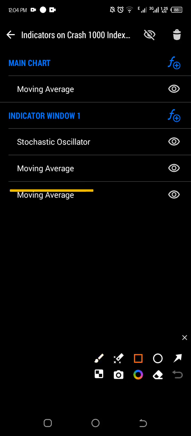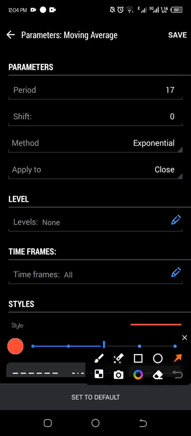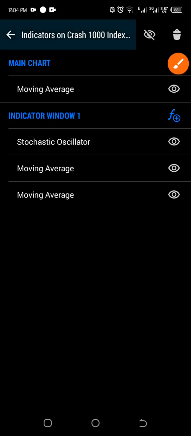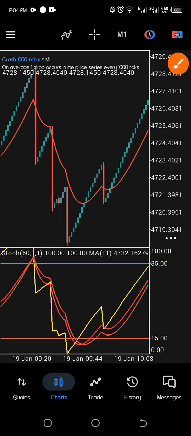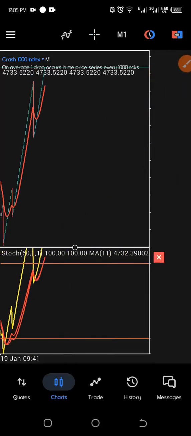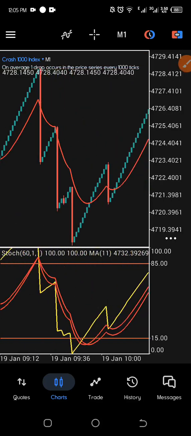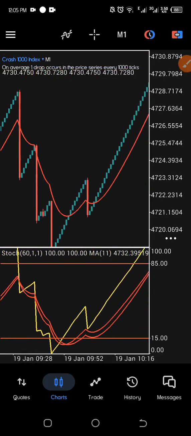Now for the last but not the least indicator, which is also going to be the moving average, click on this F icon again, search for moving average, and these are the parameters. Now the period is 17, shift is 0, method is exponential, apply to close, and for the style, use any color of your choice and click on save. So that is all we need for this strategy. Now for the zoom level, we want to zoom out completely, then just zoom in 2 times. Okay, and that is the zoom level we are going to be using for the strategy.